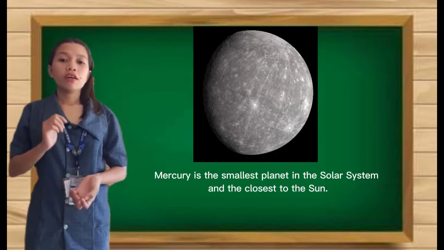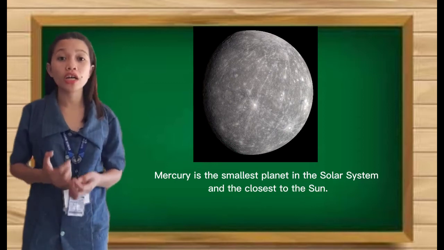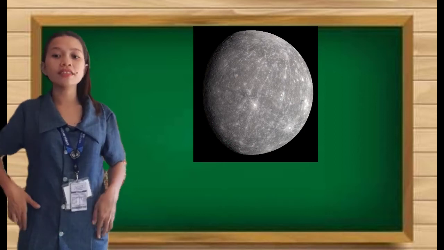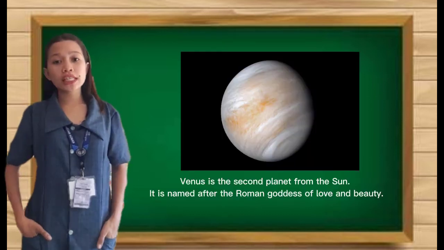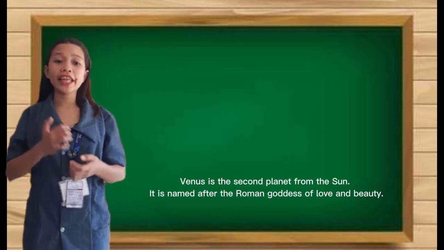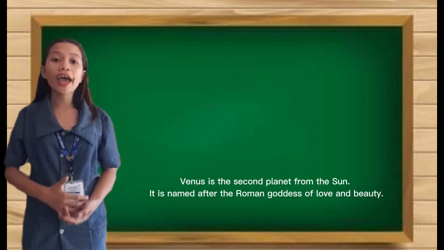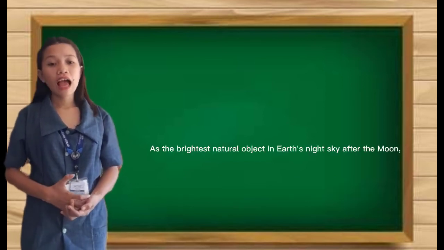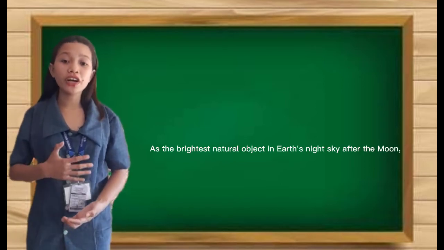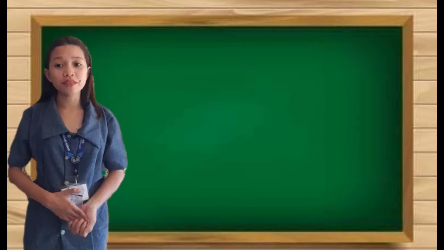Mercury. Mercury is the smallest planet in our solar system and the closest to the sun. Venus is the second planet from the sun. It is named after the Roman goddess of love and beauty, as the brightest natural object in Earth's night sky after the moon.